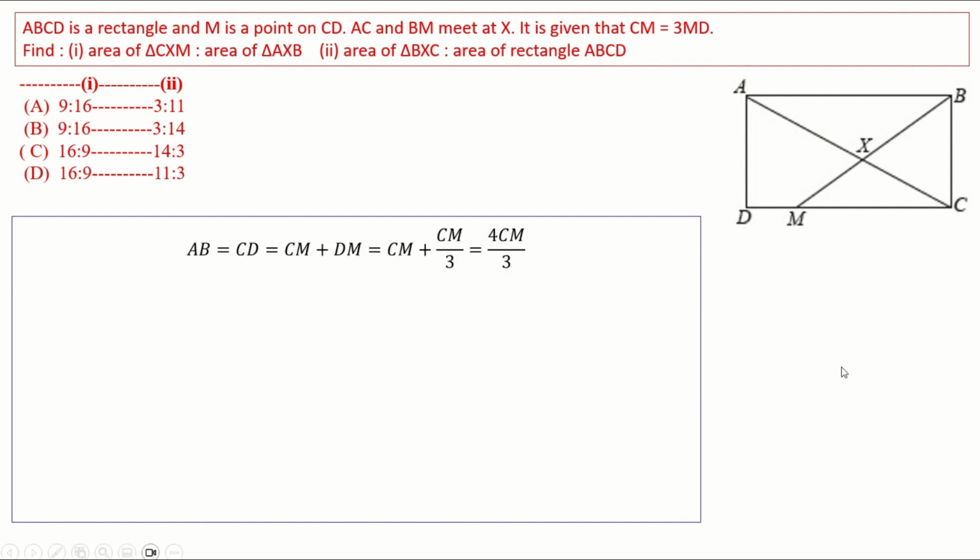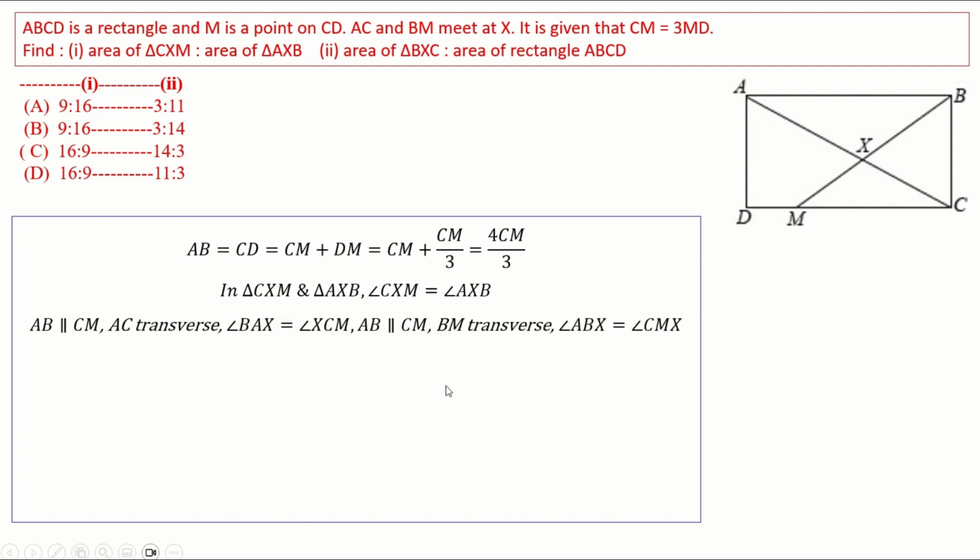First one is AB equals CD, correct? It's a rectangle. So which is equal to CM plus DM. CM plus DM is nothing but CM by 3, so AB equals 4 by 3 CM. The first point: in triangle CXM and AXB, this is what we are comparing, right? CXM and AXB. These angles are same, the angles AXB as well as CXM are same.